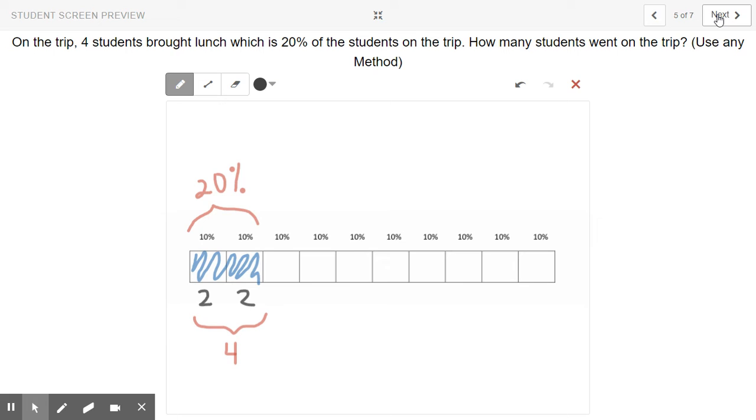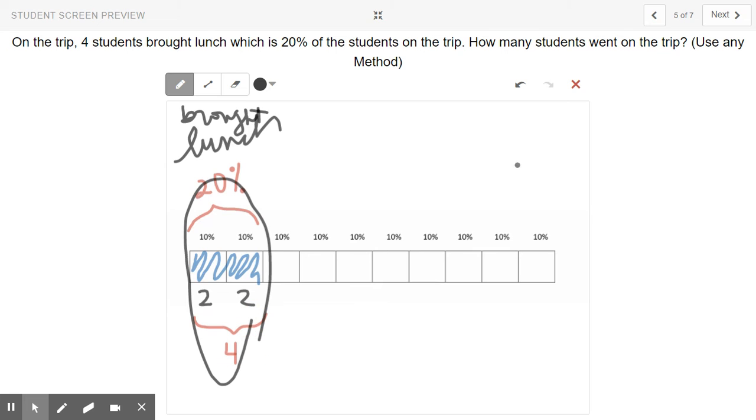On the trip, 4 students brought lunch, which is 20% of the students on the trip. How many students were on the trip? So here I'm looking for the whole, which I don't know. All I know is 20% of the students. So this is representing the students who brought lunch on the trip. I shaded 20%, and that's representing 4 students. So that's 4 students in 2 boxes.